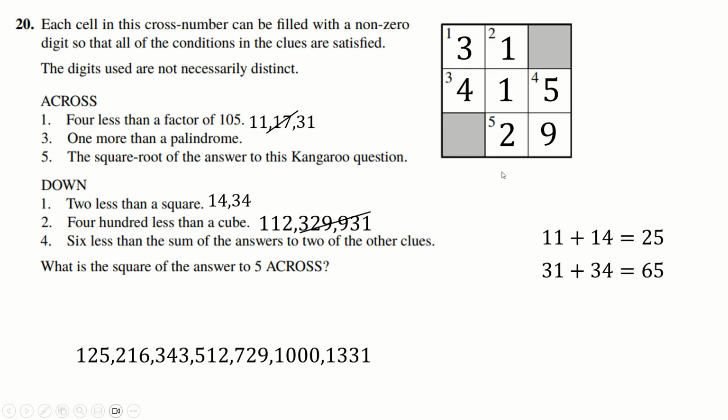The square to 5 across, 29 squared is apparently this. At this point, I can tell you I did everything in a calculator that was really boring, and I just got this. Anyway, 229 squared is 841, and that will be the entire thing done.